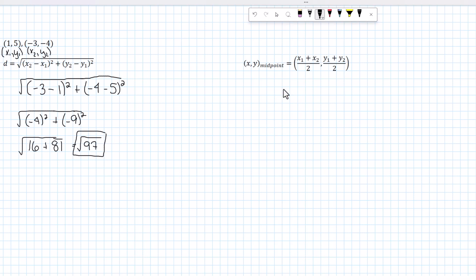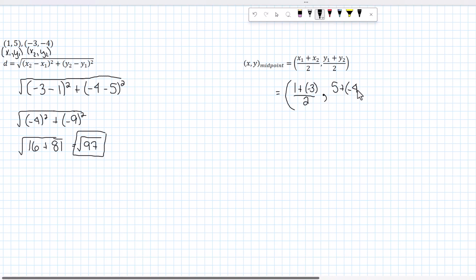Let's look at the midpoint. We're going to take x1, which is 1, plus x2, which is -3, over 2, comma, because this is an ordered pair, y1, which is 5, plus y2, which is -4, over 2.